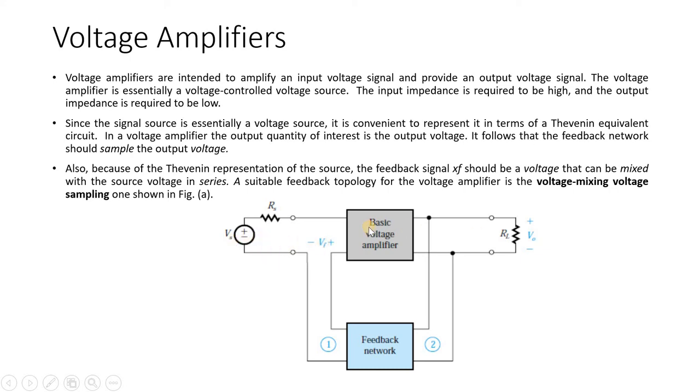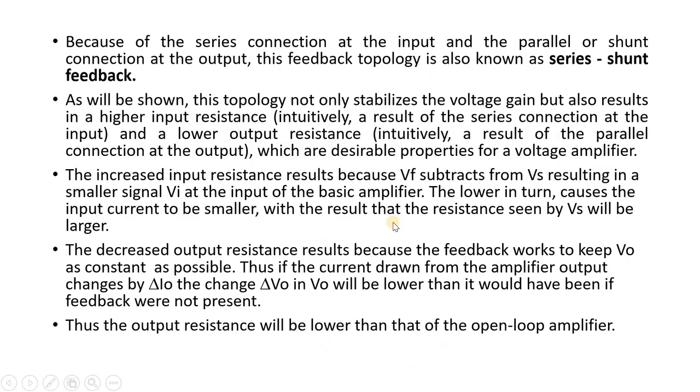On both sides it is in terms of voltage. Input is Vs, the input voltage, and output is voltage V naught. The voltage amplifiers are intended to amplify the input voltage signal and provide an output voltage signal. So you are going to explain this particular circuit, the block diagram: the basic voltage amplifier, the open loop amplifier, and this is the feedback network. And what is Vf? It is the feedback voltage. And what is the input to this? What is the output from the basic voltage amplifier? All these things.